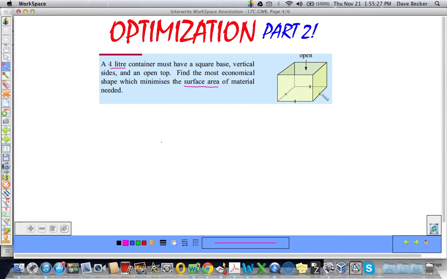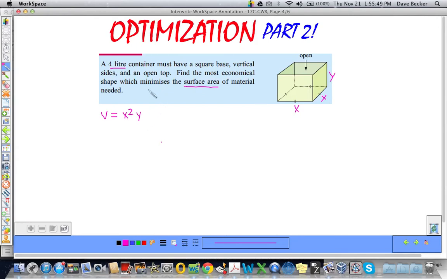I'm going to start with the volume. This is a rectangular prism. It has a square base, so each of these sides we will call x. We're not sure what the height is, so I'm going to call it y. And if that's the case, the volume of that container is going to be length times width times height, which would be x squared y.